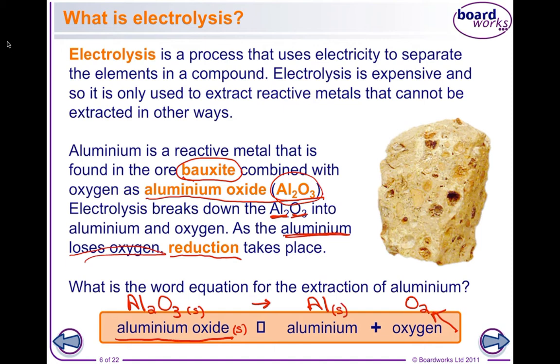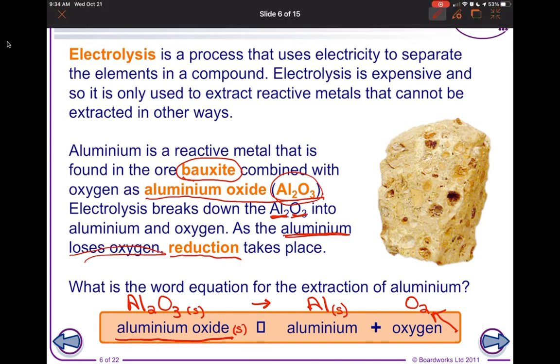And now oxygen, think about what oxygen is. We breathe oxygen every day, right? I hope we do. That's a gas. So to show that it is a gas, it gets the symbol G. So just so you know these symbols in equations, because we're going to be looking at them for a while.